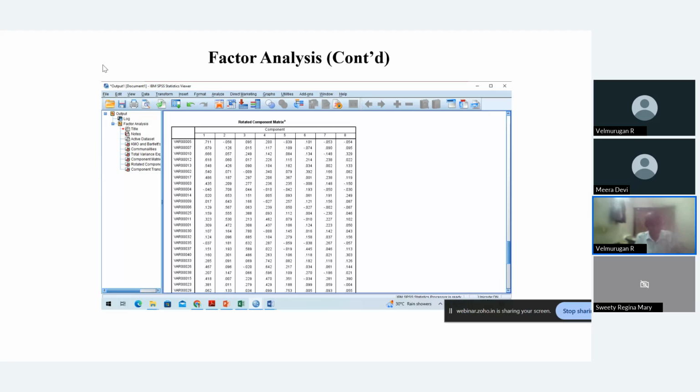Moderating variable mentions the intensity or extent of contribution. For example, digitalization. If we want to study digitalization, we are here measuring digital marketing and purchase intention.